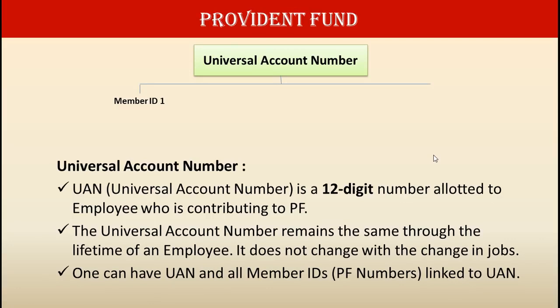Suppose you are getting started with your career. You will have a provident fund number that will be generated for the first time. Also, you will have something called the Universal Account Number, which will be generated based on your PF number initially. It is a 12-digit number that is allotted to the employee who is contributing towards the provident fund.